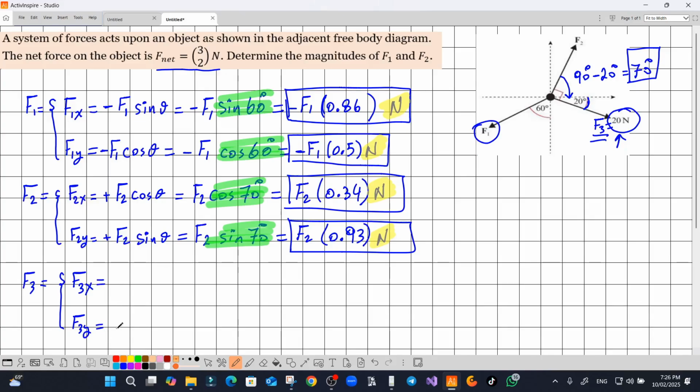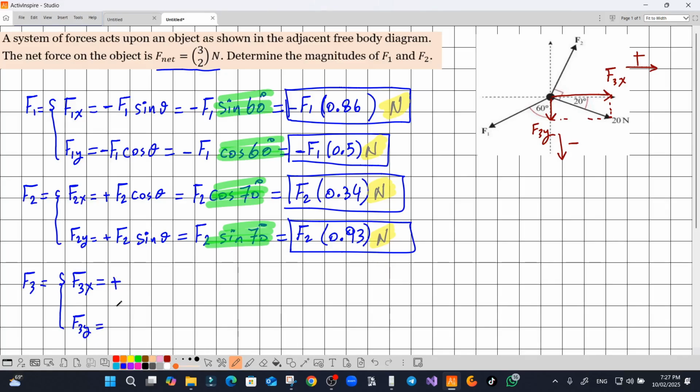Now what about the sign for each one of them? Let me project the force along each axis. So let's do that together. So, along x-axis and along y-axis. This is the f3x, and here we have f3y. So the direction here is to the positive, the direction here is to the negative, which means f3y should be negative, f3x should be positive. So let me add this here to my work.